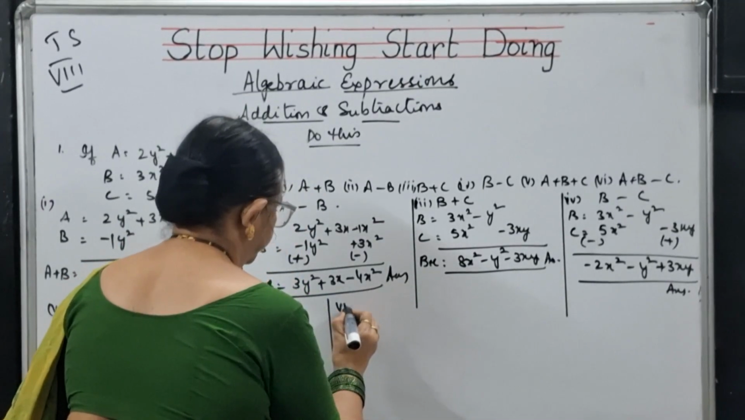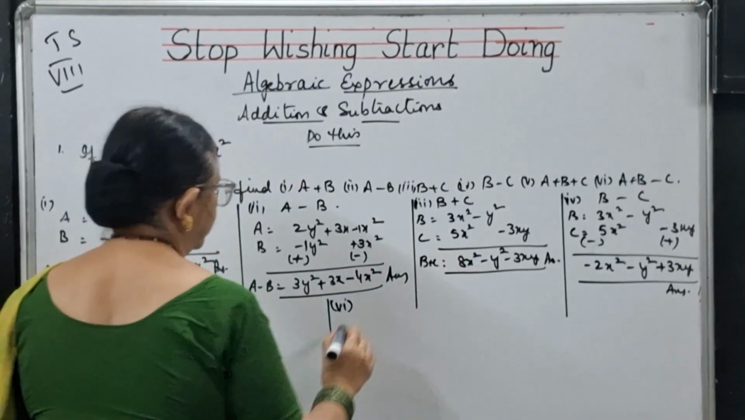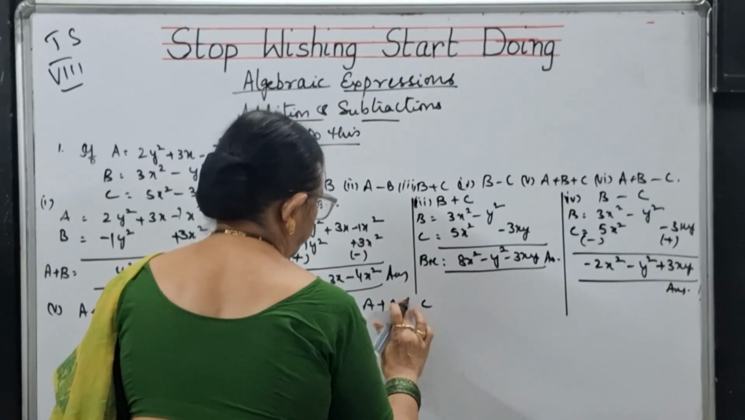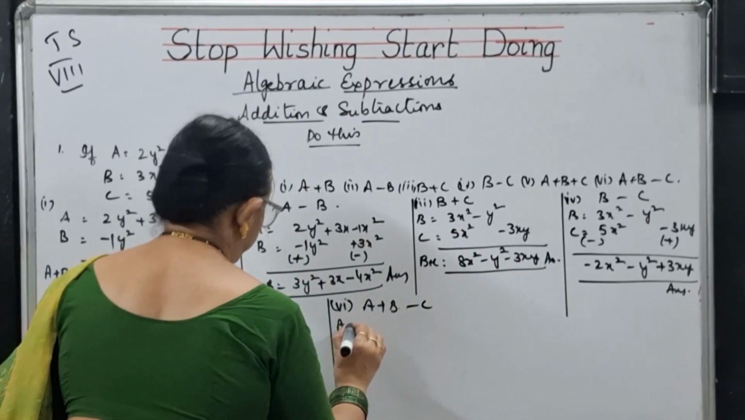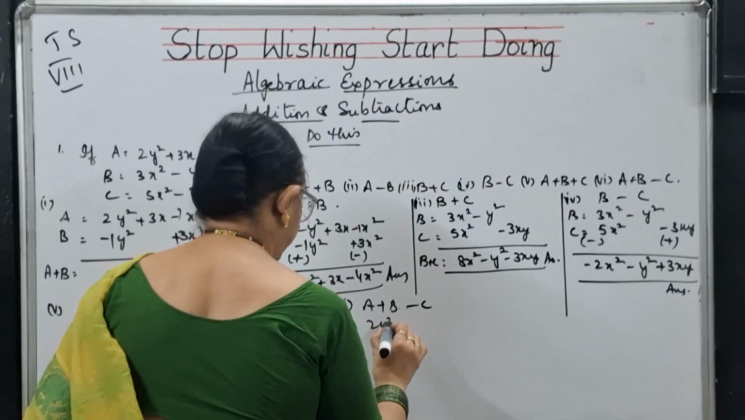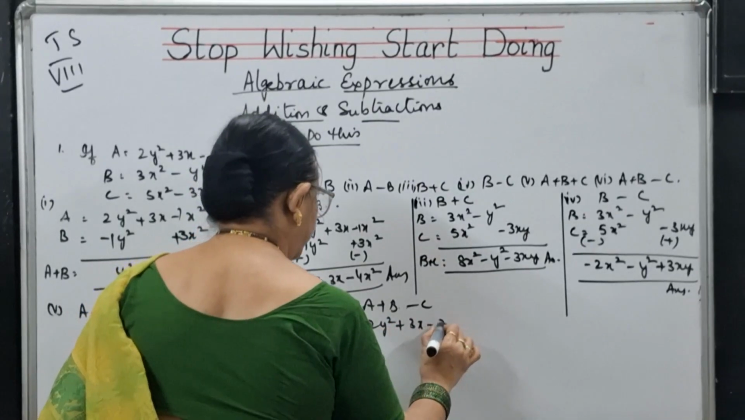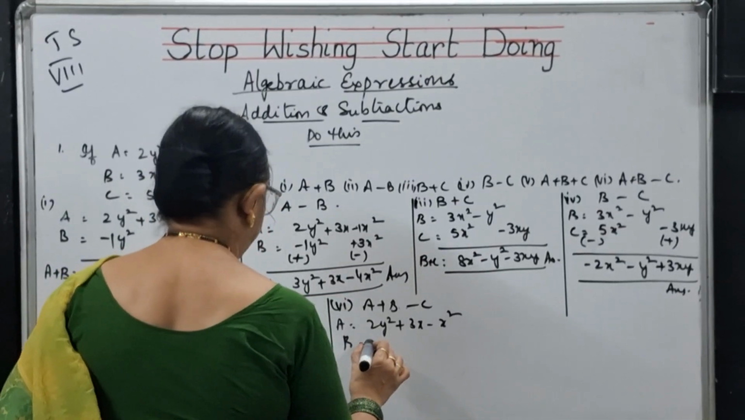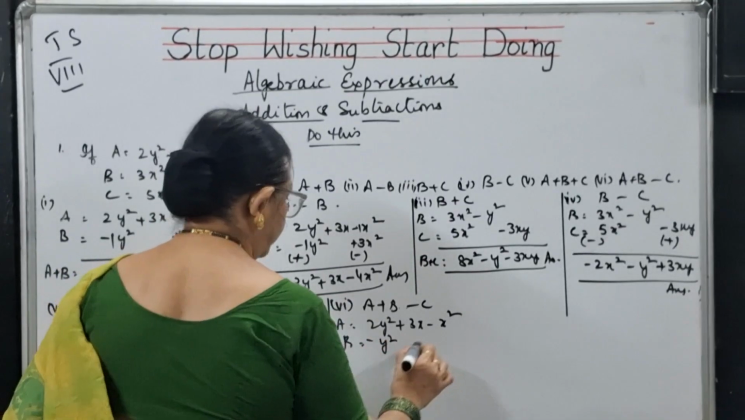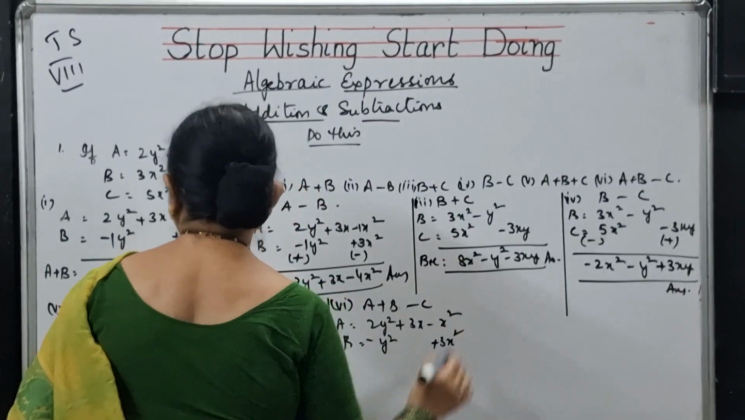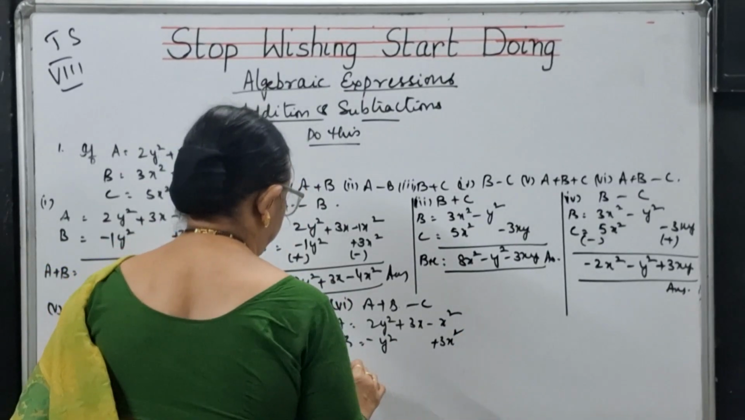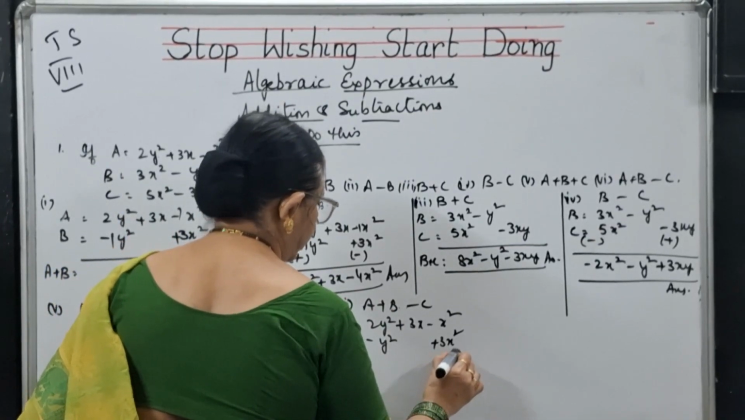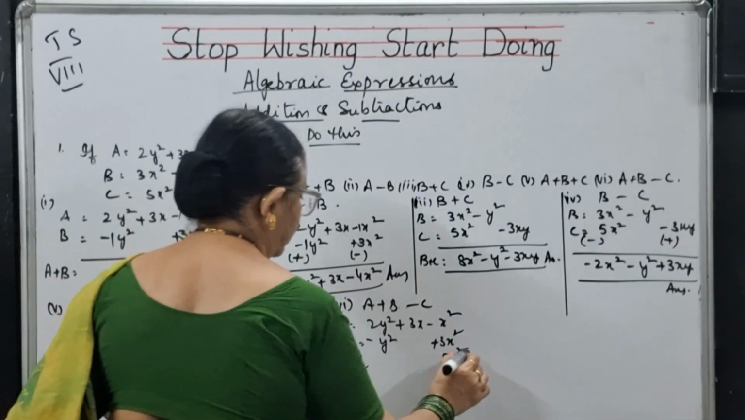Sixth bit is A plus B minus C. So what is A we have got? 2y square plus 3x minus x square. And B is equal to minus y square plus 3x square. Next, C. What is C? 5x square. So I should write 5x square underneath it, minus 3xy here.